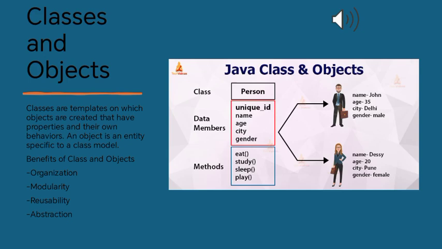Classes and objects. Classes are templates from which objects are created that have properties and their own behavior. An object is an entity specific to a class model. Benefits of classes and objects can be organization. Organization: when we're writing the code, we organize the classes and objects. Modularity, reusability, and abstraction.